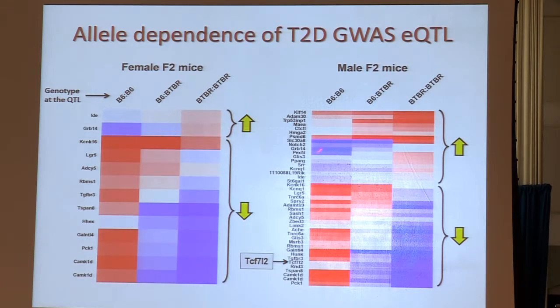So blue is a decrease, white is intermediate, and red is an increase. Whereas these genes are going down in their expression with each copy of BTBR allele. And a similar pattern is shown over here for the females. So what I'm trying to set you up for is that we believe these genes are playing a critical role. We have genetic dependence for their expression being modulated on this locus on chromosome 2. Can we identify a driver?